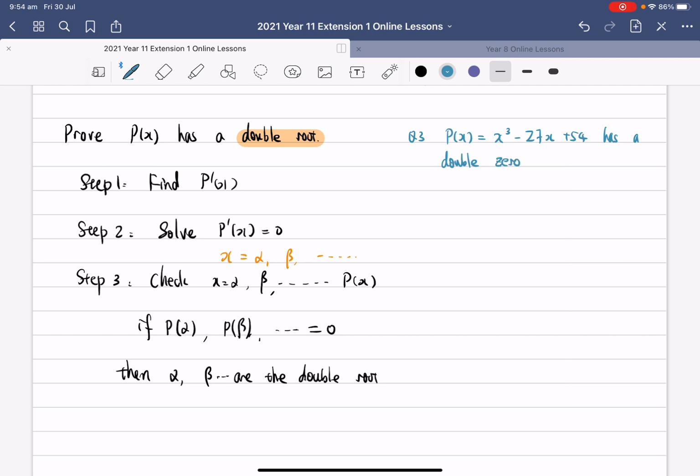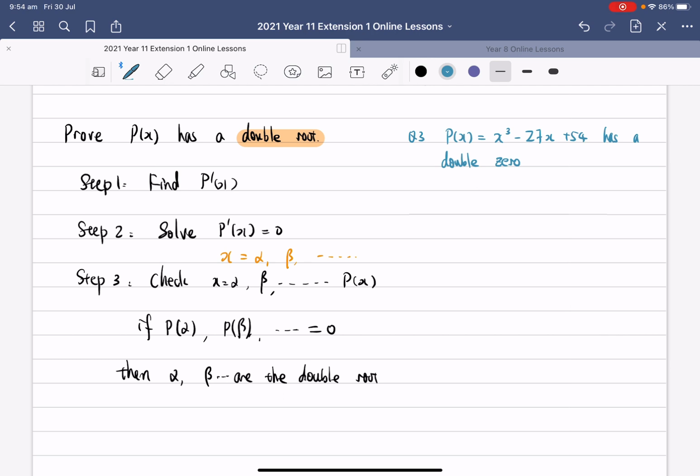The first question asks us to find the zeros of p dash x, and eventually to find all the zeros and determine which one is the double zero. In this case I'm just going to remove the actual question. We know this one has a double zero, so how about we find that double zero out?